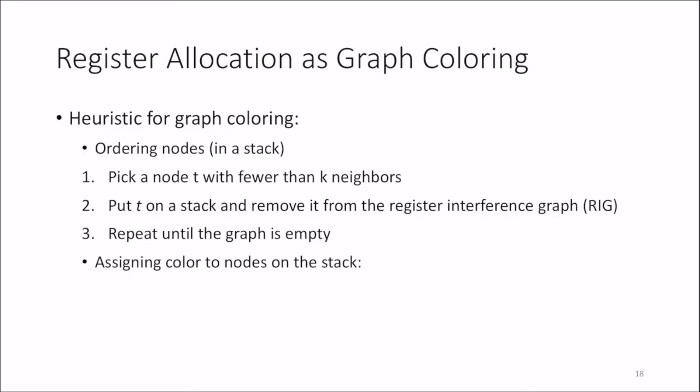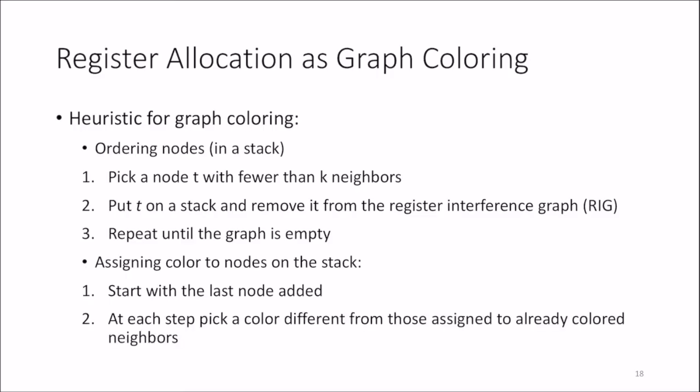Repeat until the graph is empty. And then we go through the nodes in the stack with the last node added. We pop that out. We pick a color different from those assigned to already colored neighbors. So when we start, the graph is empty and the stack is full. The first element we pop out of the stack, we can assign it to any color we want. And then we pop the next one, we assign it to a different color, etc., based on the edge relationships in the register interference graph.